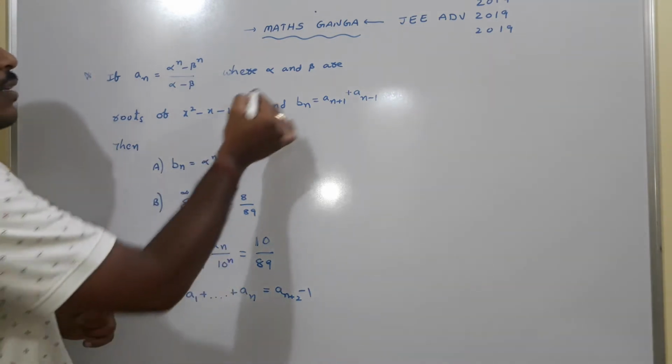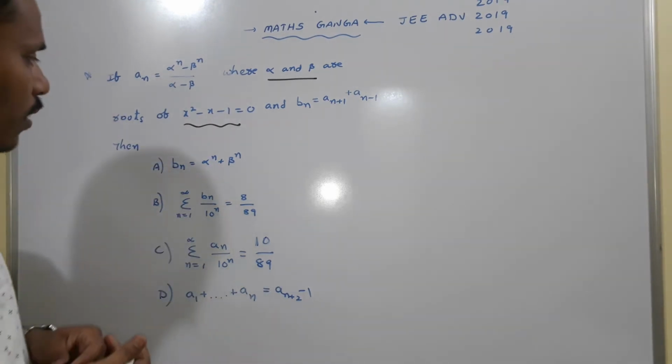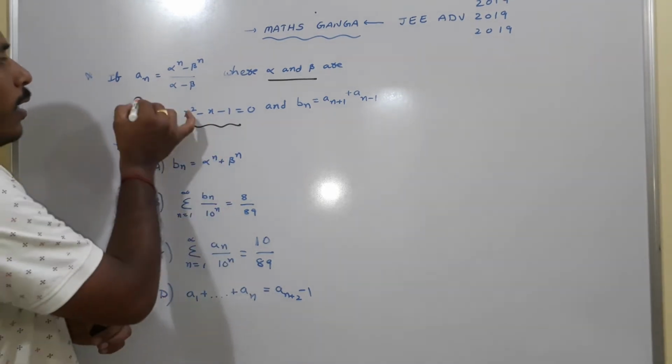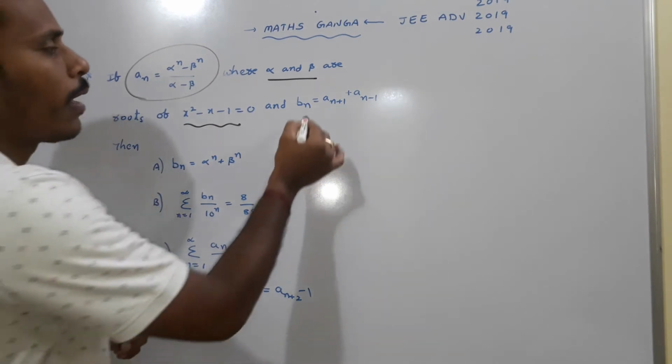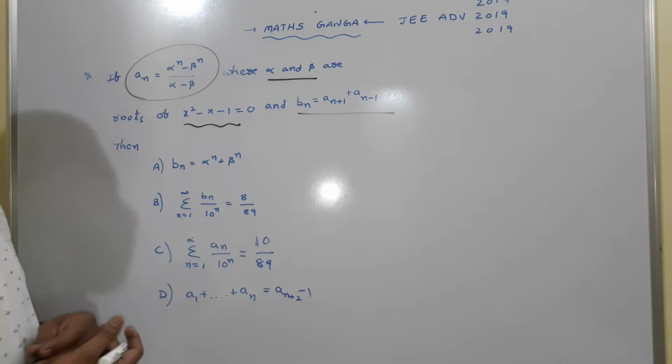The question is given like this: alpha and beta are the roots of x square minus x minus 1 equals to 0, and an is defined like this, bn is given like this, and we need to check whether these options are correct or not.